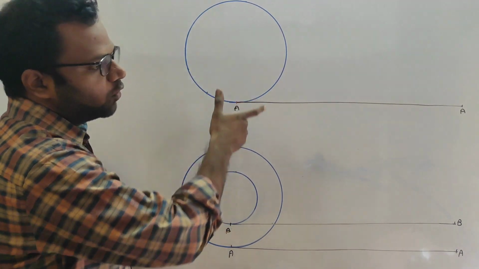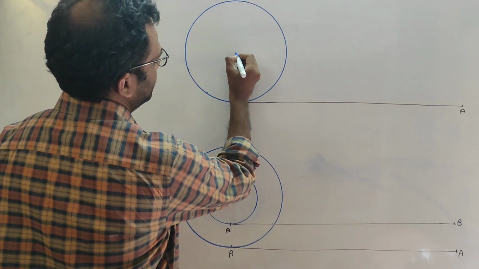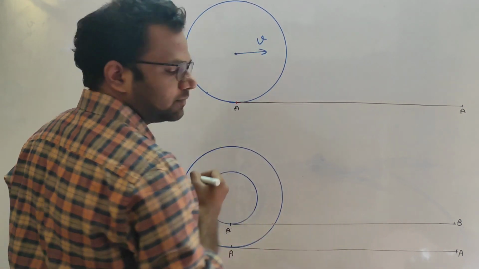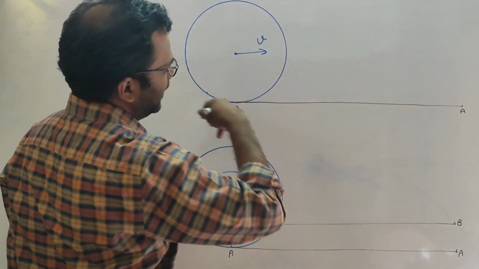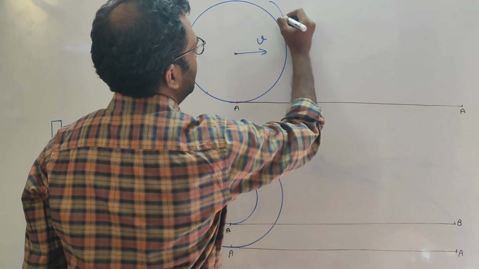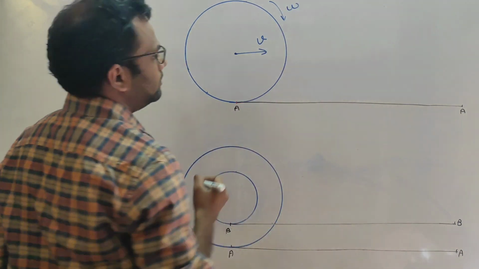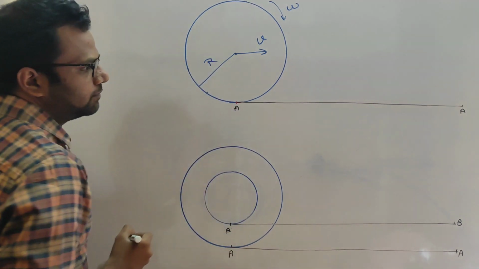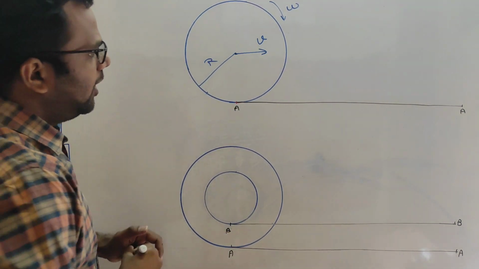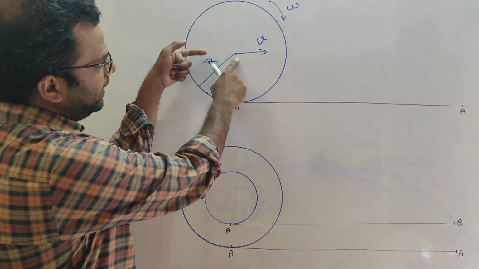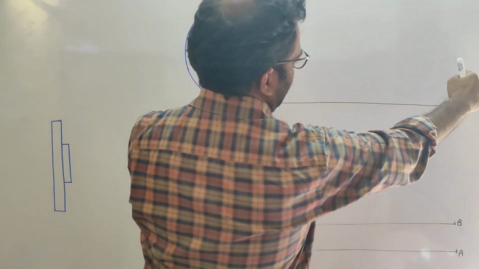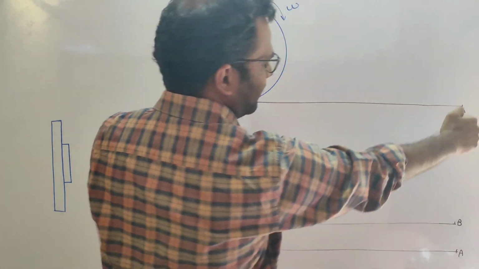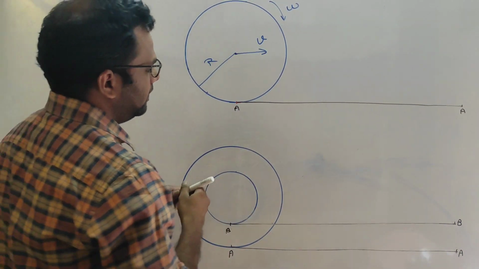Now in pure rolling motion, the center of the disc will have a pure translation motion with some velocity v. And let the angular velocity of the disc be omega. Let us say r is the radius of the disc. Now how much will be the distance covered by the center of the disc while performing one complete rotation? So this is the distance, right? And it is nothing but the circumference. So it is 2 pi r.